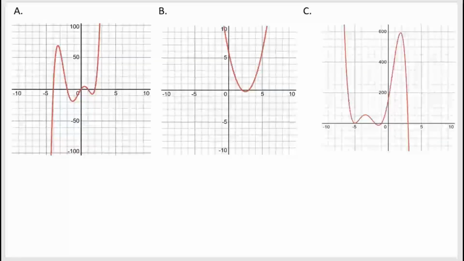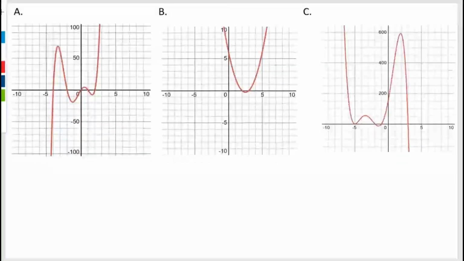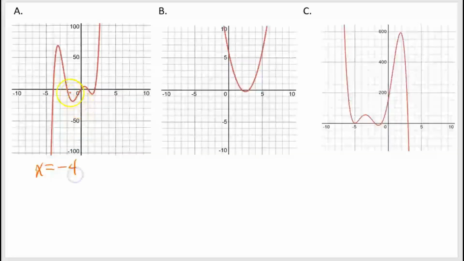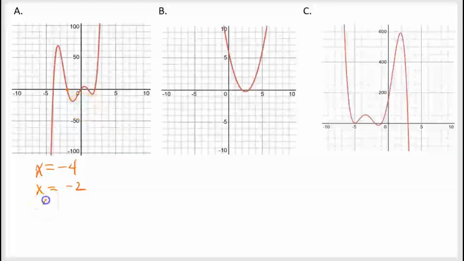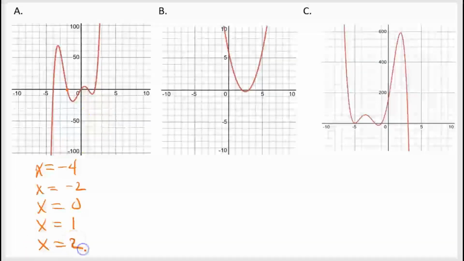Now, it might help just to write our x-intercepts down. So x-intercept, look, there's one right there. Uh-oh. I'm trying to change the graph and not write. So one right there, x equals negative 4 is an x-intercept. This guy right here is x equals negative 2 is an x-intercept. Right there is x equals 0. And then x equals 1. And then x equals 2. That's enough to match right there. But notice the end behavior, it's down on the left and up on the right. Okay, now let's keep going.